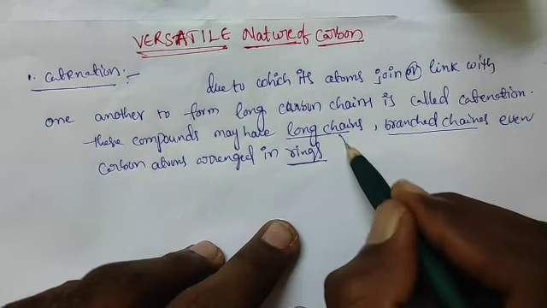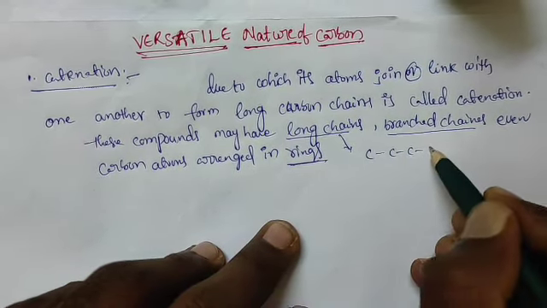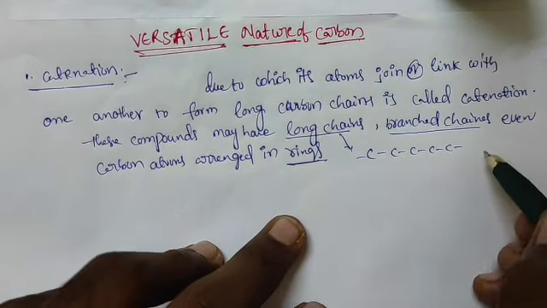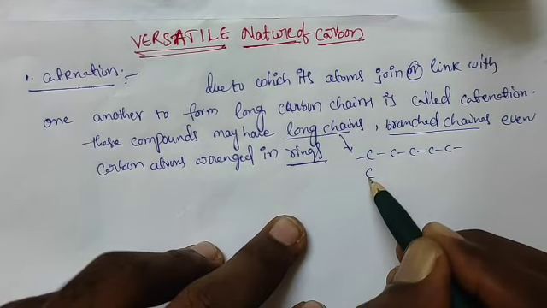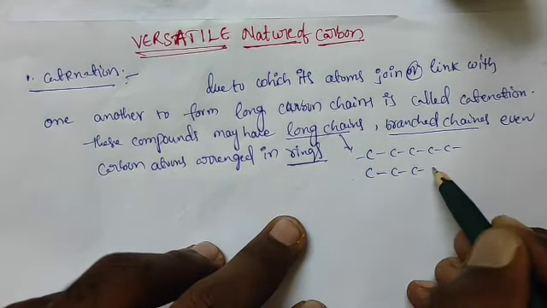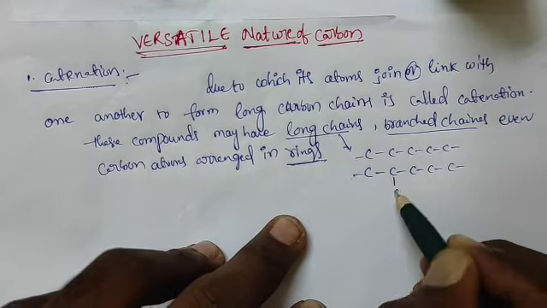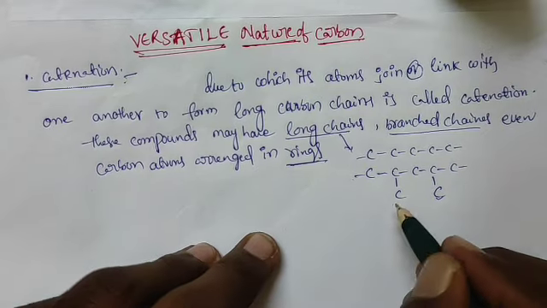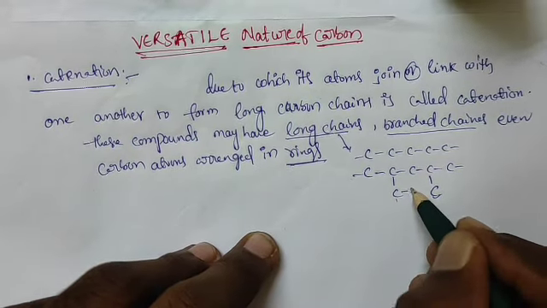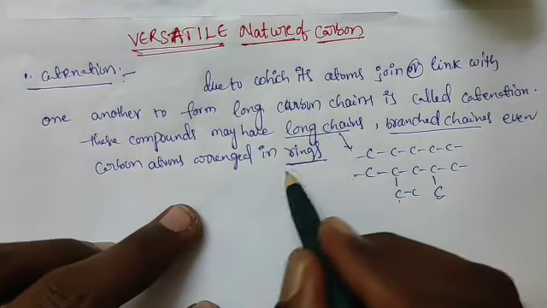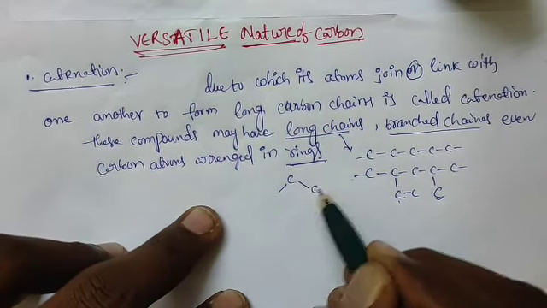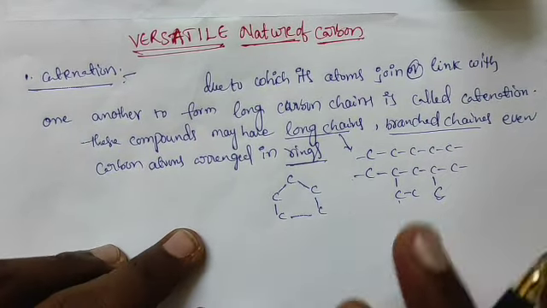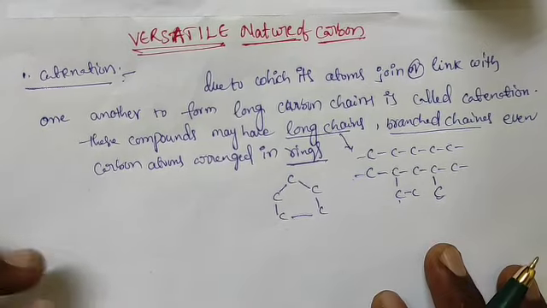What is a long chain? I will show you an example. Carbons like this, carbons in a row, that is a long chain. Branched means I will show you an example for that also. Carbon like this. Here one carbon, here one carbon is there, this is a branch. For this also one more carbon, like a branch. Ring means that a number of carbon atoms form a ring structure. So this is the catenation property.